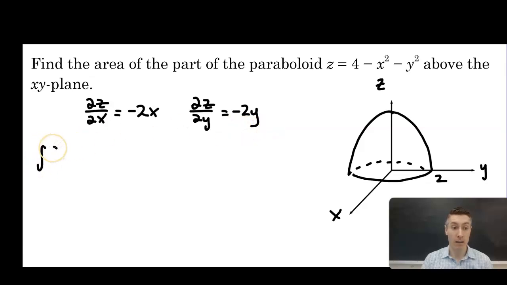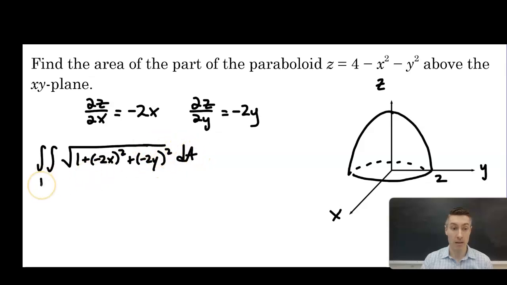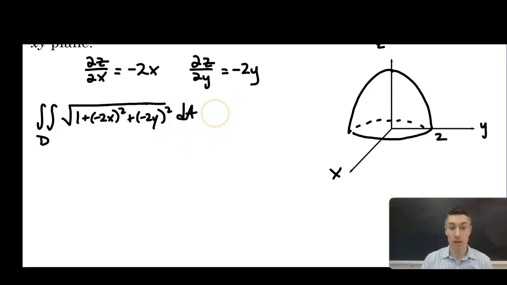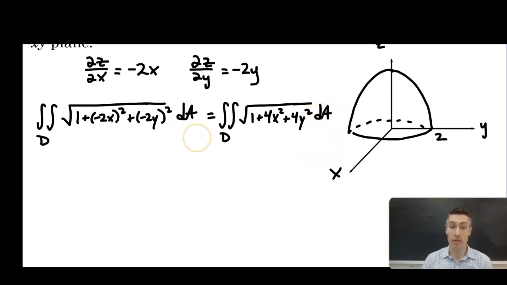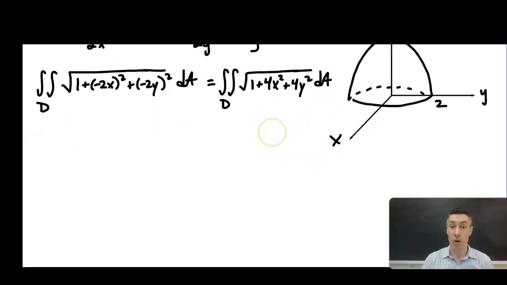And we can jump right into our double integral, square root of 1 plus negative 2x squared plus negative 2y squared dA over the region D. So that's going to be the double integral over the region D of the square root of 1 plus 4x squared plus 4y squared dA. Now the region that we're integrating over, because we're doing the trivial parameterization, would be that region in the xy plane.